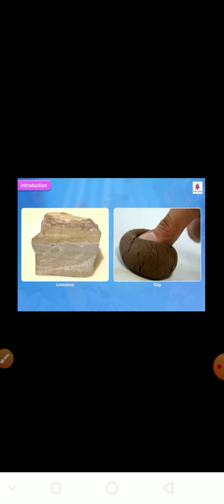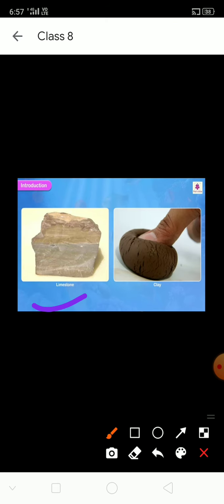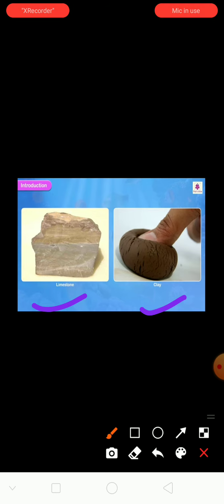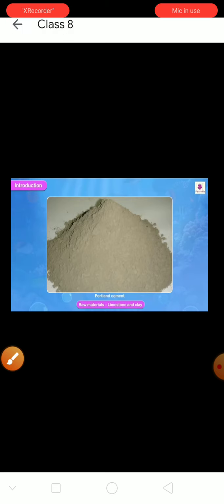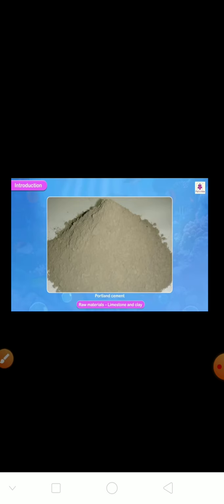See here in this picture, what are limestone and clay? Limestone and clay, so these are raw materials. Afterwards, when man is using these, Portland cement is made. How is it made? The raw materials are limestone and clay. So man makes Portland cement from these raw materials.